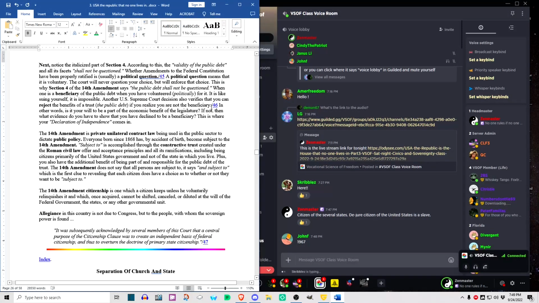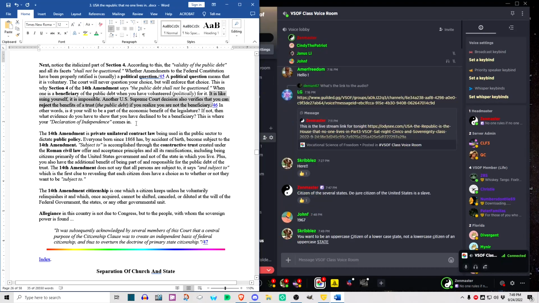And just to pause here, I'm just going to highlight this sentence and make a point here. It is like suing yourself is impossible. Another U.S. Supreme Court decision also verifies that you can reject the benefits of a trust, the public debt, if you realize you are not the beneficiary, which is the whole point. You never want to take a benefit anyway.